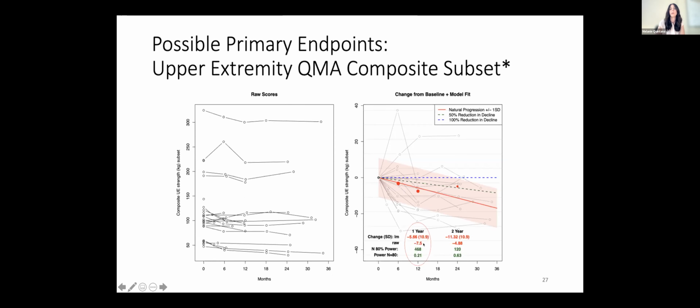And here, what this comes out to be is that you would need about 468 individuals for a 1-year study if you use this endpoint, 120 individuals for a 2-year study, which is becoming slightly more feasible, but still a little bit hard to enroll about 120 individuals in this very rare disease. And you'll see I've circled this for a reason, and also put power for, say, a study of size 80. We expect that to be about 21%.